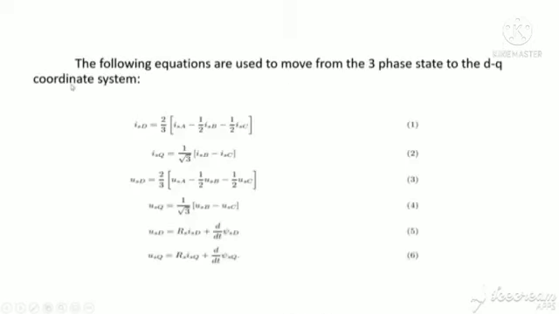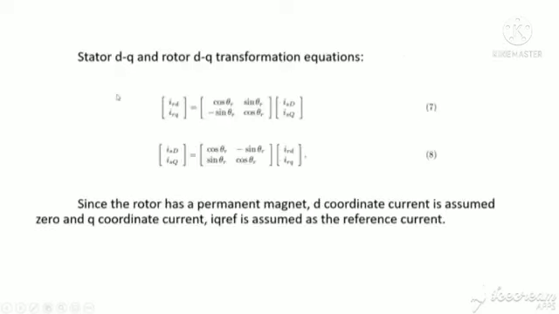Three-phase state to D and Q coordinate system. These are equations, and these are the equations of the stator DQ and rotor DQ transformation. Since the rotor has a permanent magnet, the D coordinate current is assumed to be 0 and the Q coordinate current is assumed as the reference current.